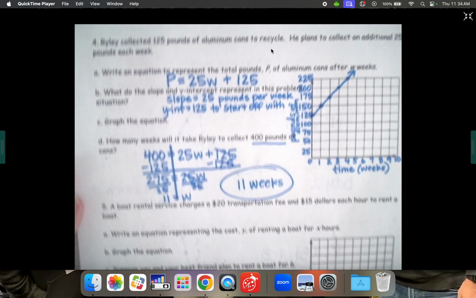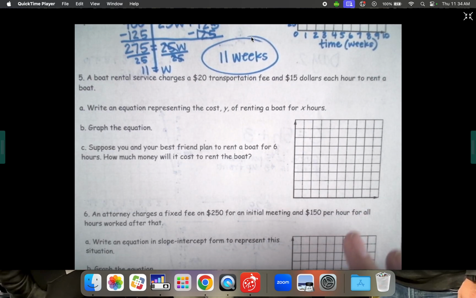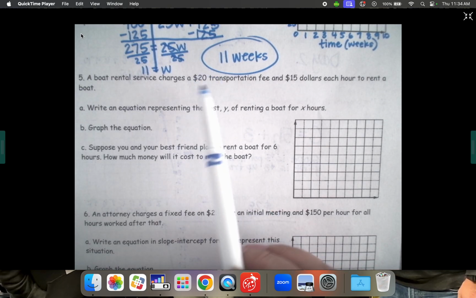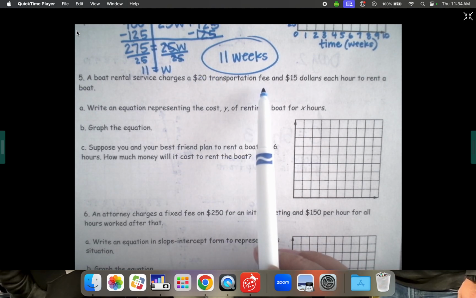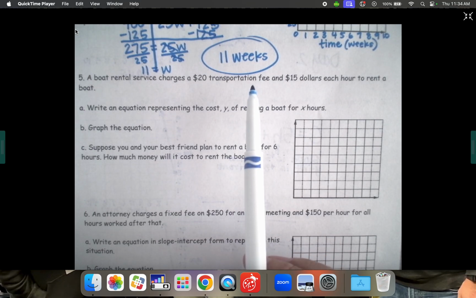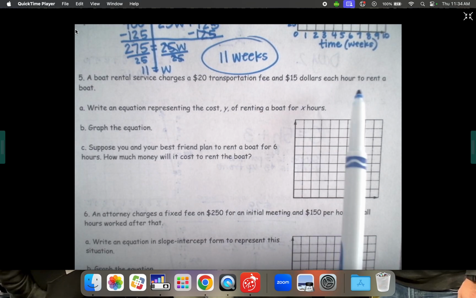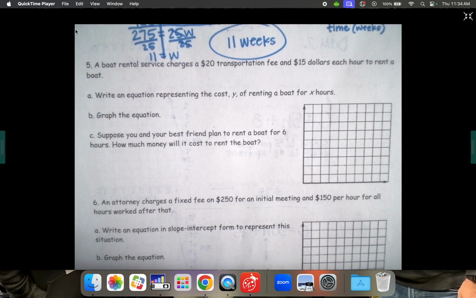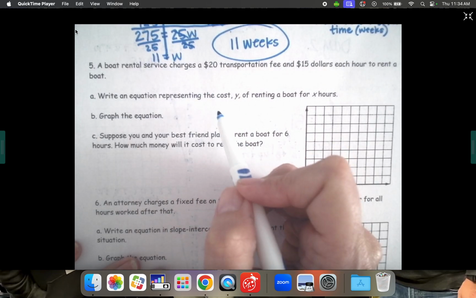All right, number 5 is a boat rental service situation where you are charged just $20 to transport, I guess, the boat to where you are, and then you're charged $15 an hour to rent it. That's actually really cheap. It must be a little tiny boat. Okay, so write an equation.